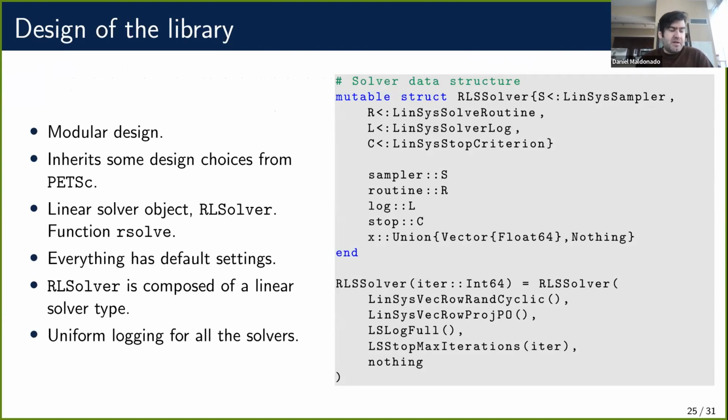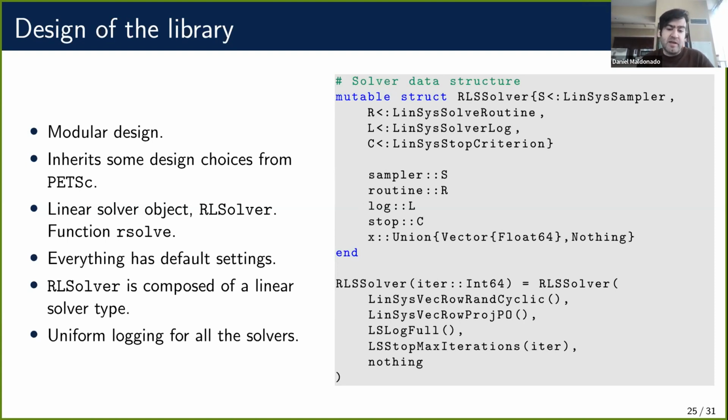So the design of the library that we work on is modular. It inherits some design choices from PETSc. We basically have a linear solver object, which we call RLSolver, and a function rsolve. And this RLSolver is, as we showed before, a composition of a sampler and a routine. The sampler is how we're going to sample from the data matrix, and the routine is how we're going to project or what we're going to do with those samples.